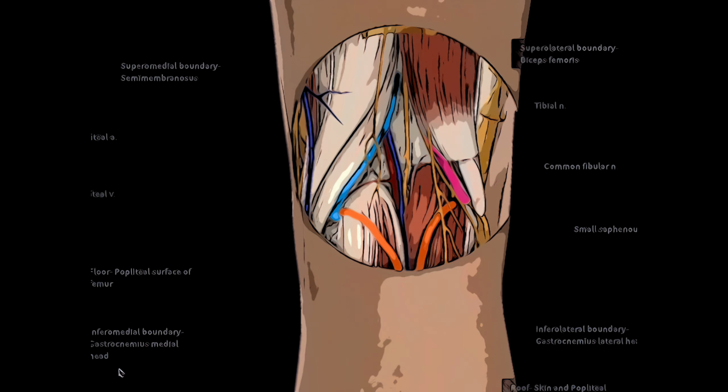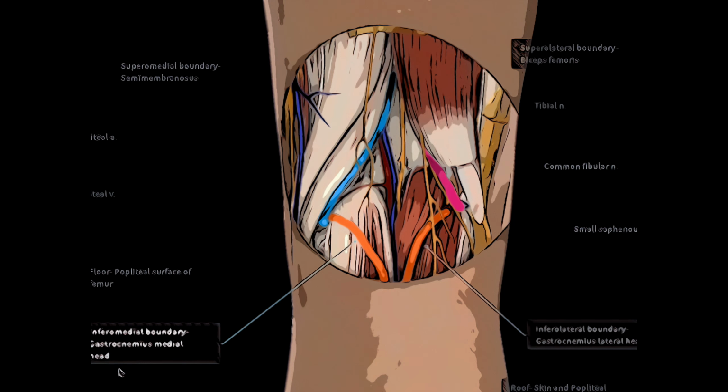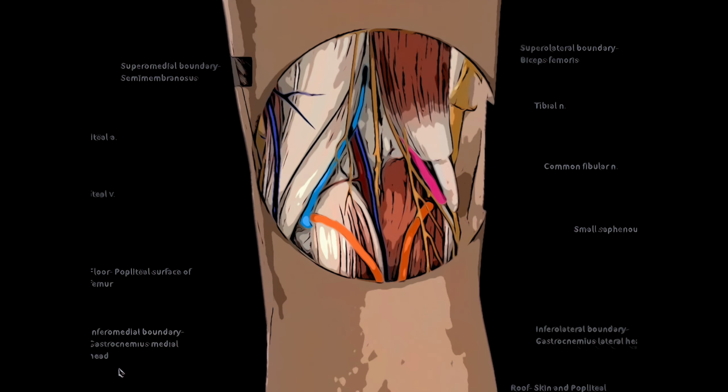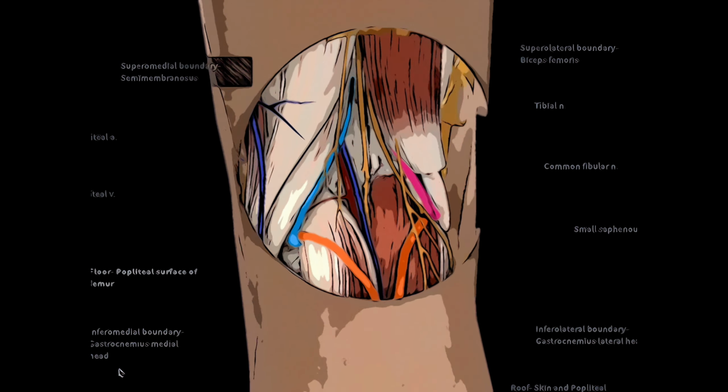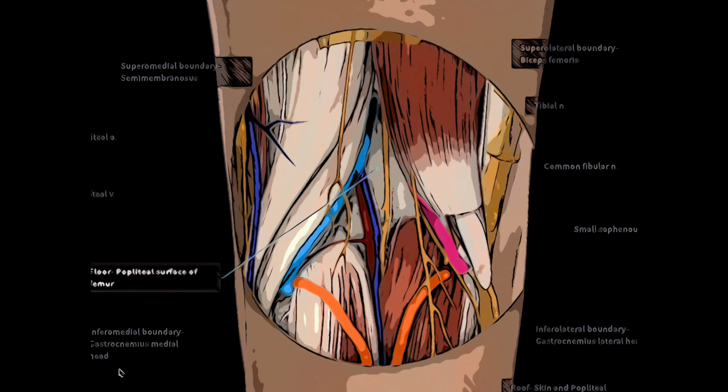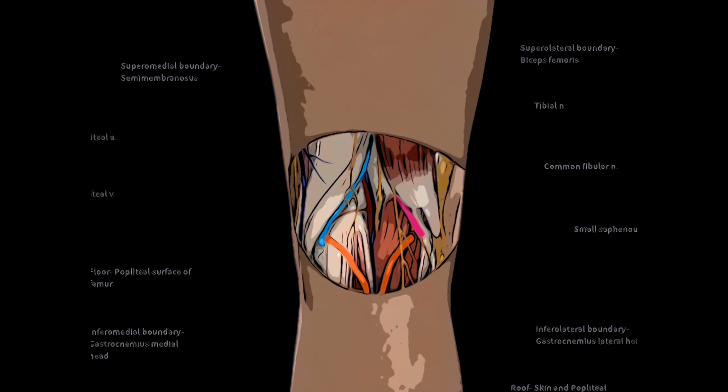Regarding its inferior aspect, one muscle forms both the medial and lateral boundaries, the gastrocnemius muscle. Specifically, the medial head of the gastrocnemius forms the inferomedial border, and the gastrocnemius lateral head forms the inferolateral boundary. The floor of the popliteal fossa is comprised of the surface of the femur along its posterior distal end. And the roof of the popliteal fossa is the overlying skin and popliteal fascia.